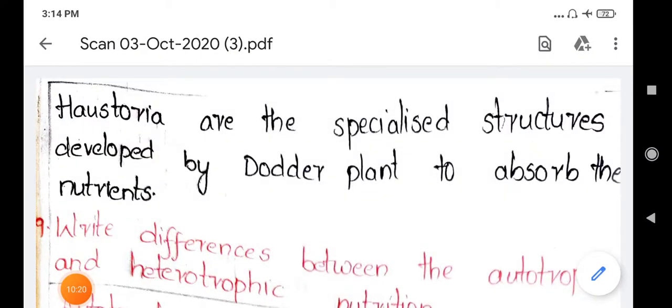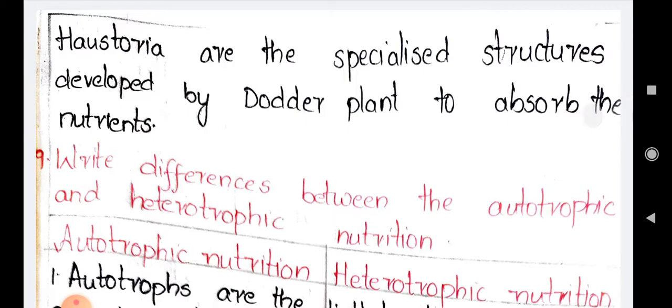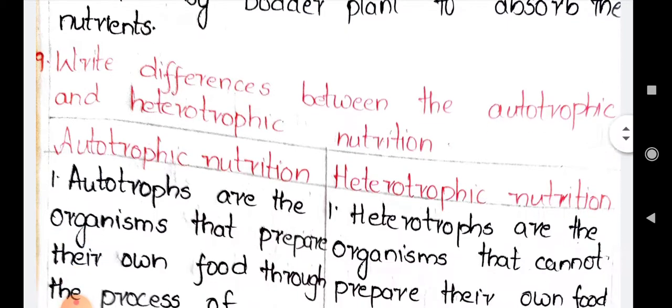So you see, if you observe the answer for it, haustoria are the specialized structures developed by the dodder plant to absorb the nutrients. Dodder plant means nothing but cuscuta plant, which is a plant parasite. Next question: write the differences between the autotrophic nutrition and heterotrophic nutrition. So let us learn this in detail.